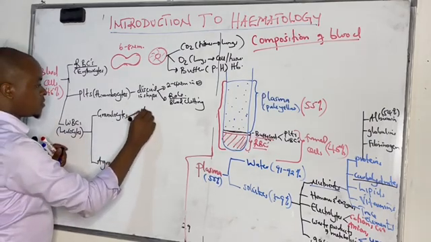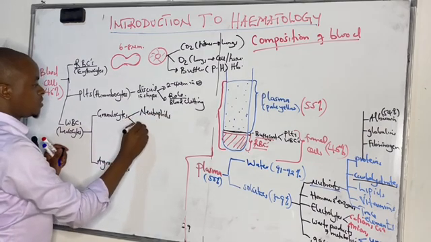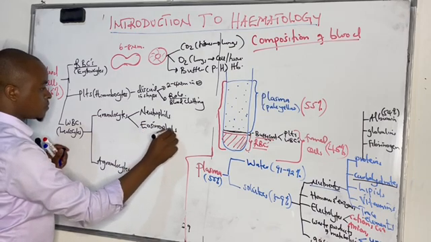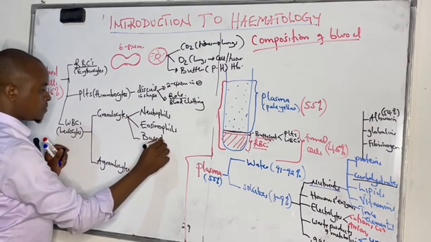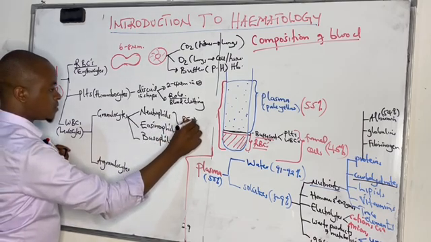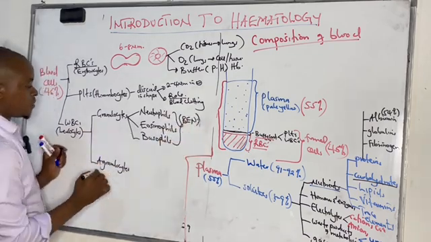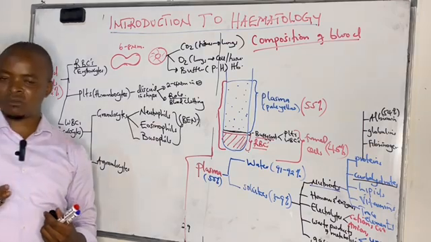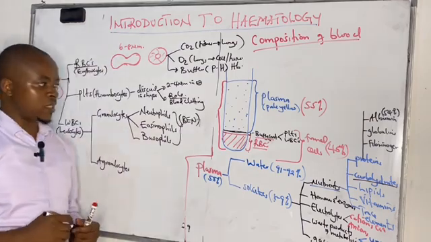the neutrophils, the eosinophils, and the basophils. So these ones, in summary, we call them BEN. Granulocytes meaning they have granules in their cytoplasm. When you stain them with Romanowsky stains, you see the presence of granules in the cytoplasm.